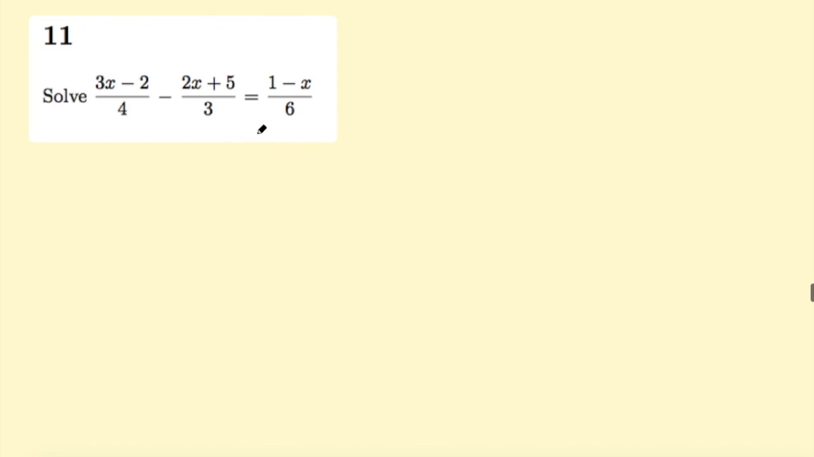On to question 11. Question 11 says, solve these algebraic fractions to find a solution for x. Now, I think the quickest way to answer this is to find a common denominator between these denominators and then cancel them out as you go. So hopefully you can see the common denominator of 4, 3, and 6 is 12. And then what you can do is simply multiply each fraction by what you need to make the denominator 12.